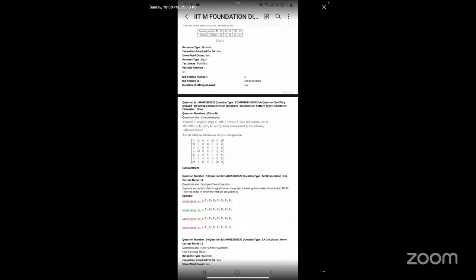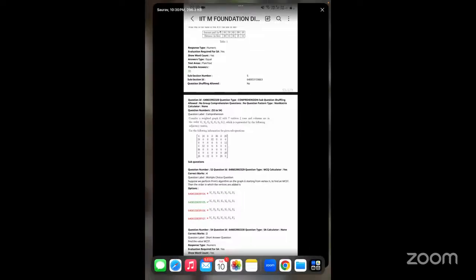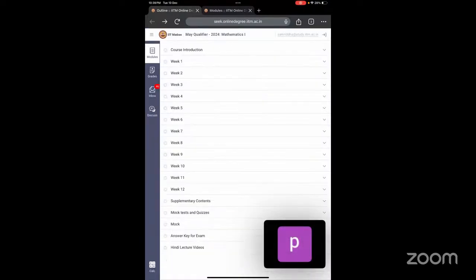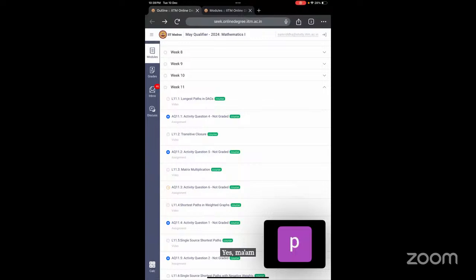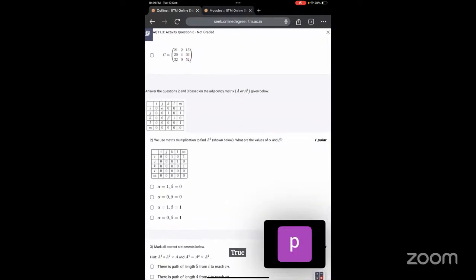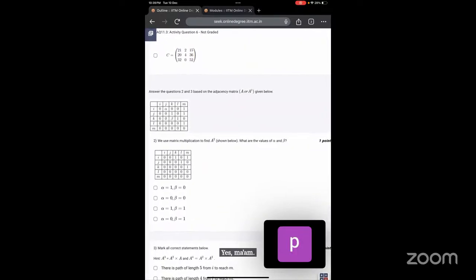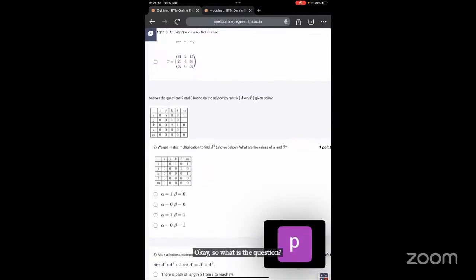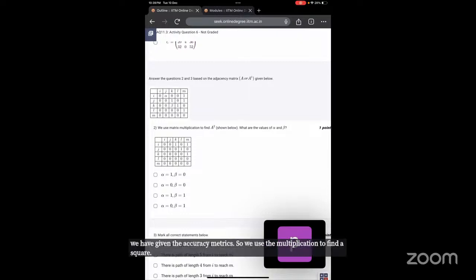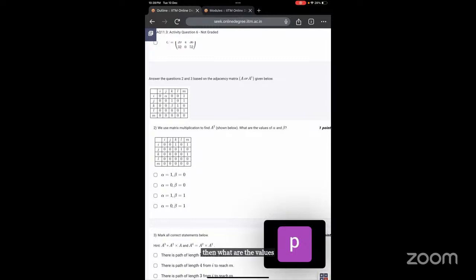Excuse me, ma'am. In activity question 11.3, question number 2. Yes, ma'am. Okay, so what is the question? We have given the adjacency matrix. We use the multiplication to find A square. Then what are the values of alpha and beta?